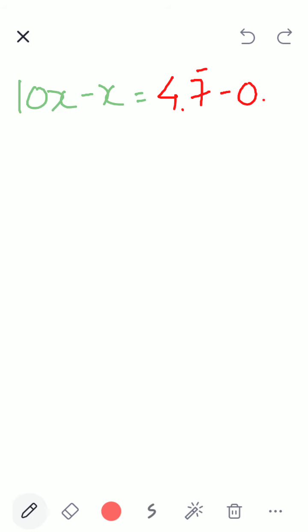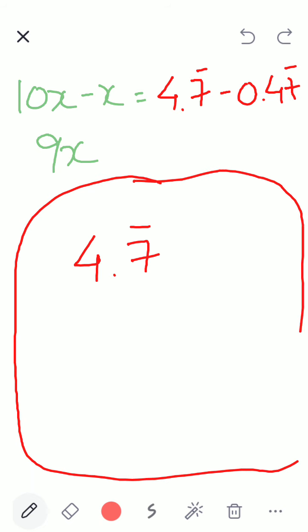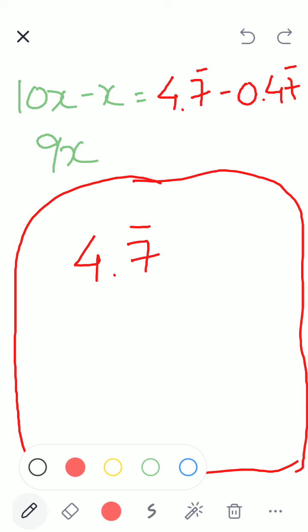Minus 0.47 recurring. So 10x minus x is how much? 10 minus 1, 9x. And 4.7, this, children, should be in your working column, okay? This should be a working rough sheet, on the right hand side of the page, okay?